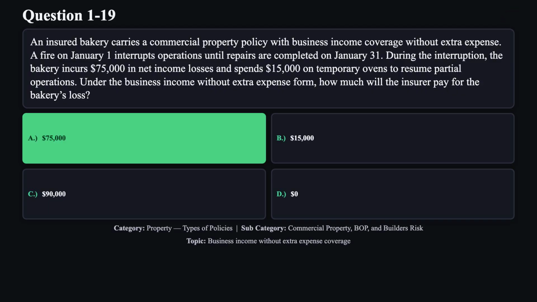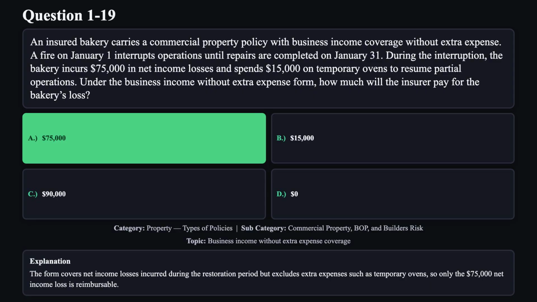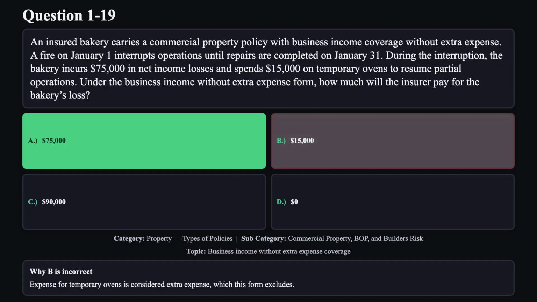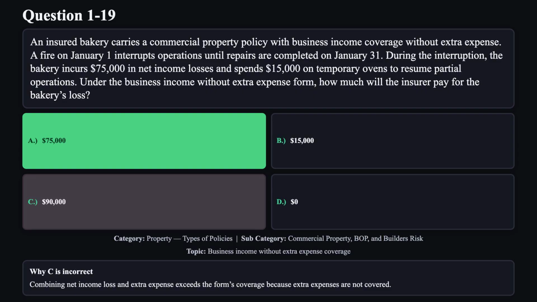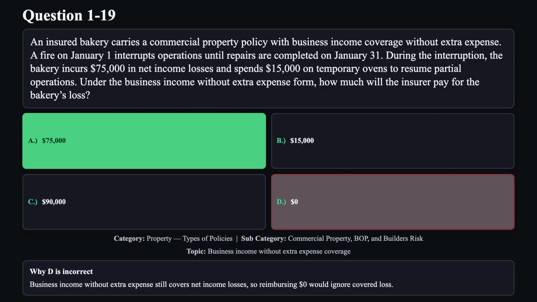The correct answer is A. The form covers net income losses incurred during the restoration period, but excludes extra expenses such as temporary ovens, so only the $75,000 net income loss is reimbursable. Reason B is not correct. Expense for temporary ovens is considered extra expense, which this form excludes. Reason C is not correct. Combining net income loss and extra expense exceeds the form's coverage because extra expenses are not covered. Reason D is not correct. Business income without extra expense still covers net income losses, so reimbursing $0 would ignore covered loss.